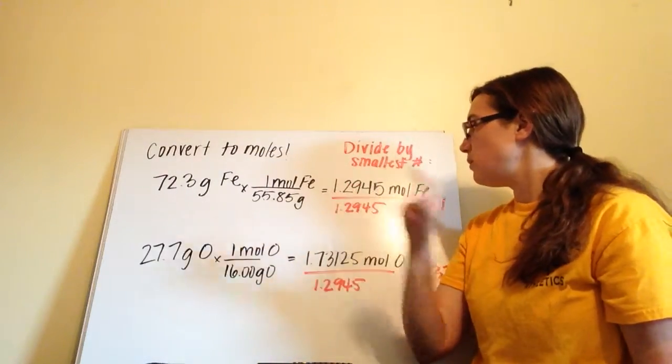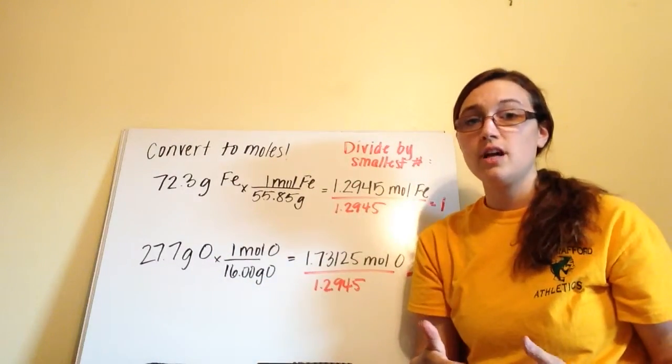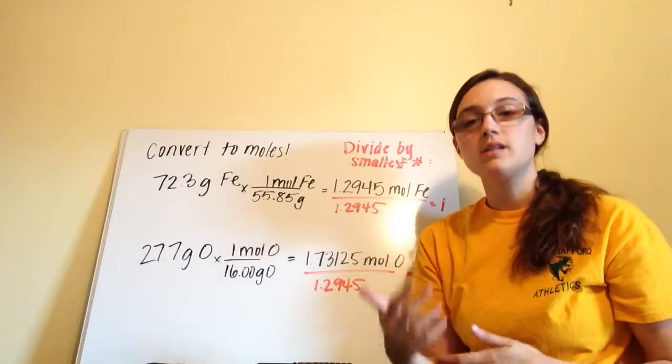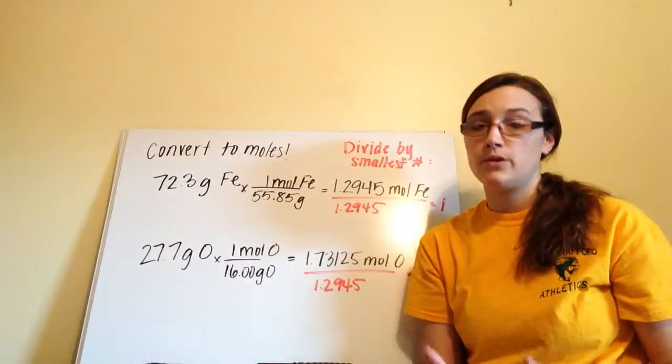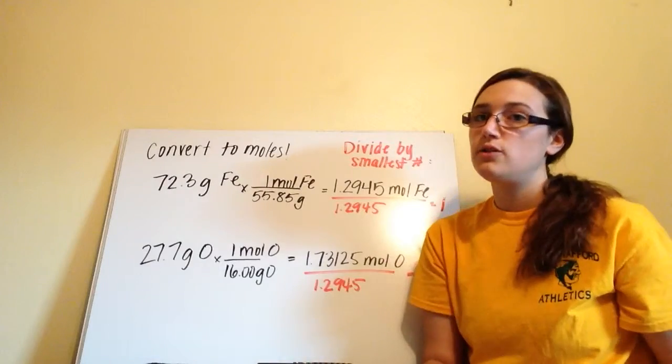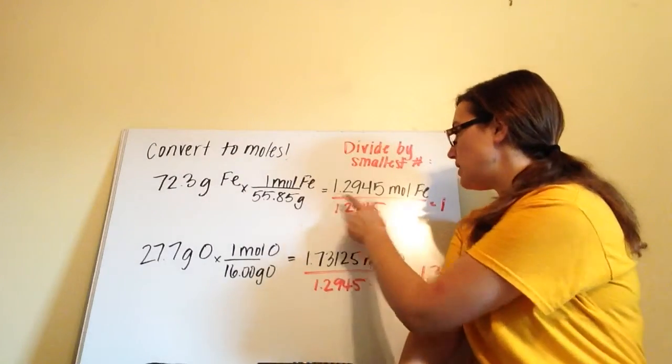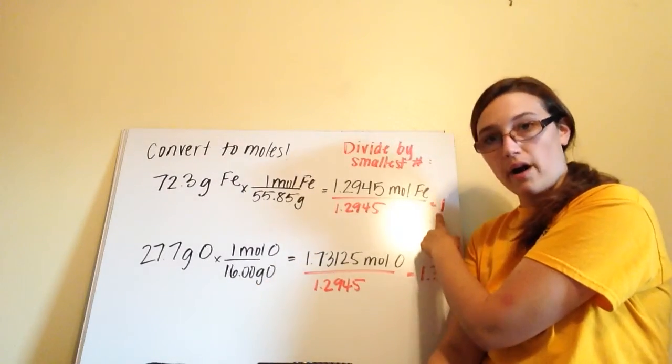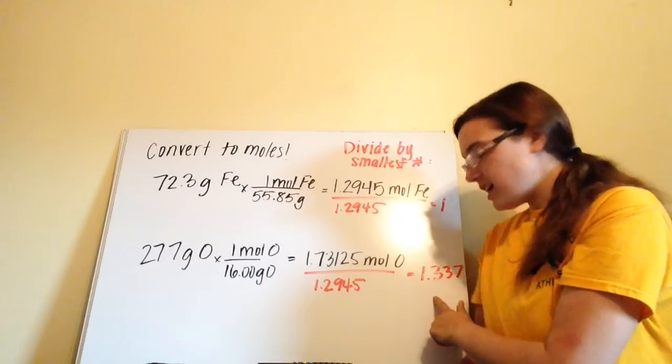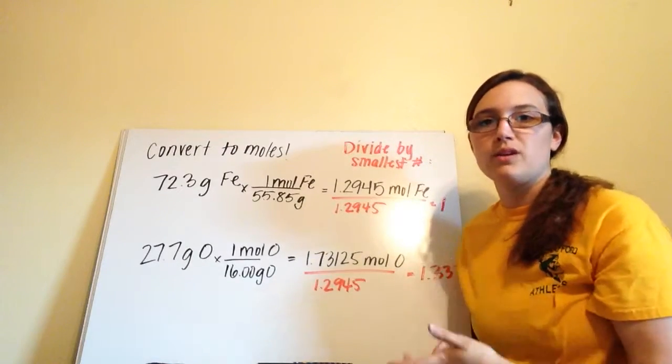So you have 1.2945 moles of iron. Divide both numbers by the smallest. Okay, because if you do something to one number, you have to do the same thing to the other. So we divide our iron, we get 1. If we divide our oxygen, we get 1.337.